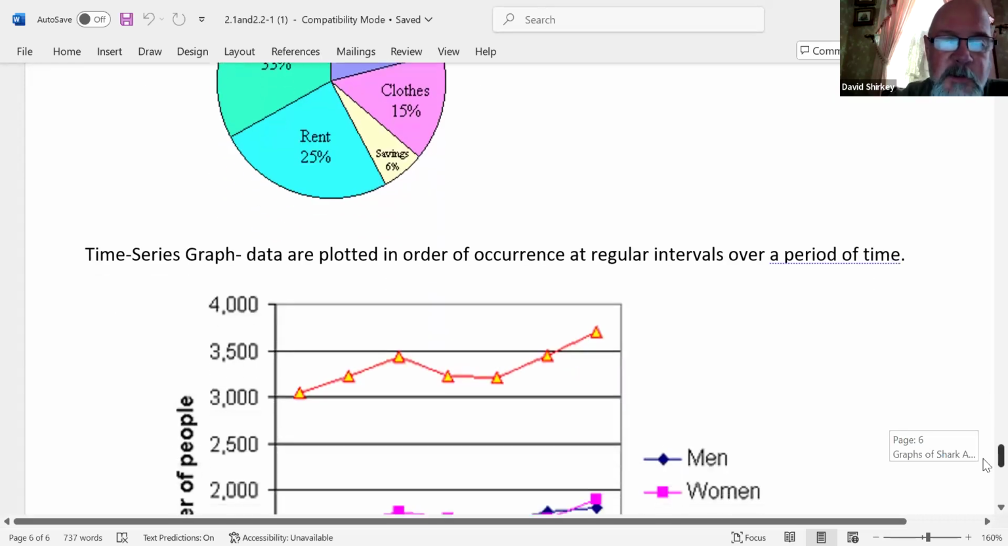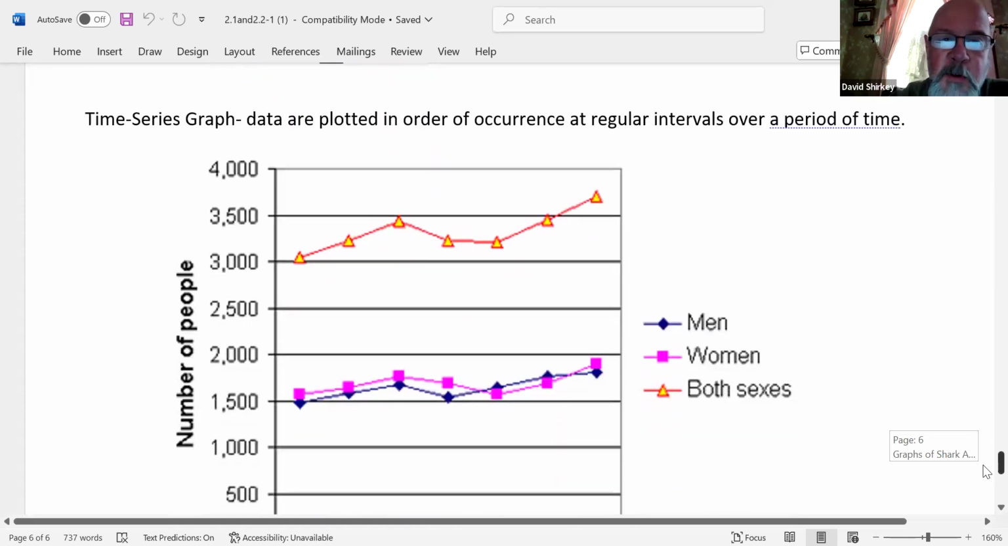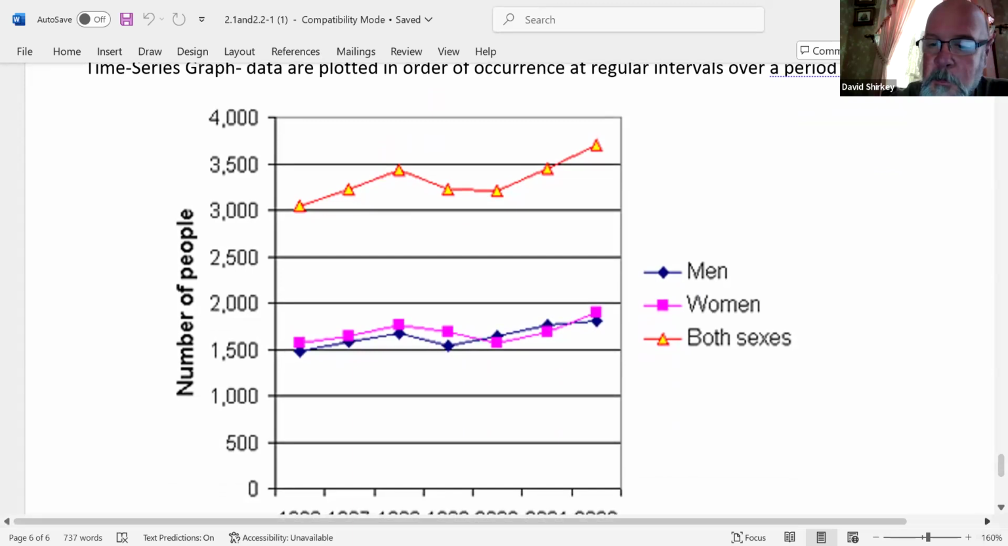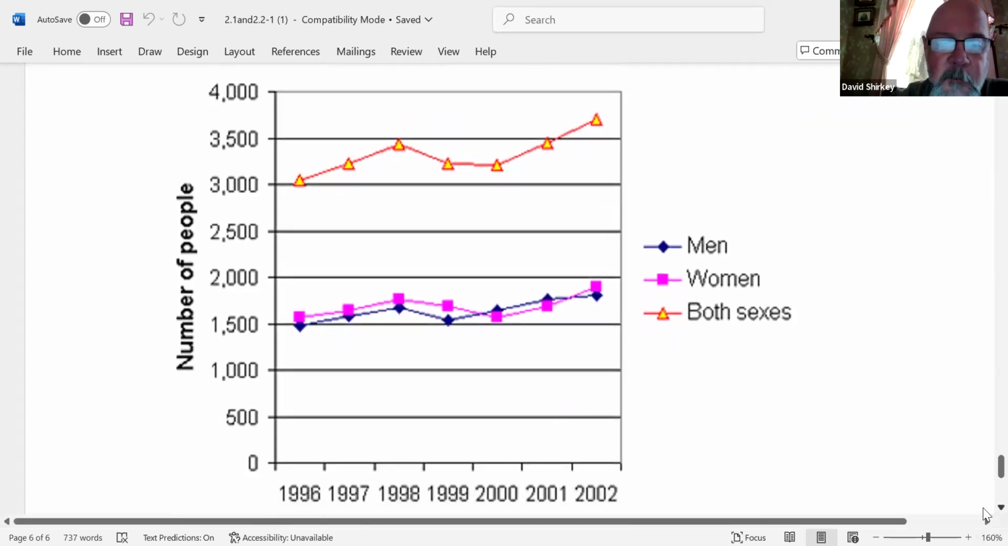Then there's a time series graph. The data are plotted in order of occurrence at regular intervals over a period of time. Let's see how far down I can get over this. And honestly, I have no idea, other than number of people. I have no idea what people they were talking about. But it's from 1996 up to 2002.